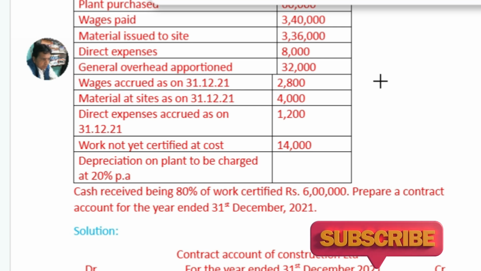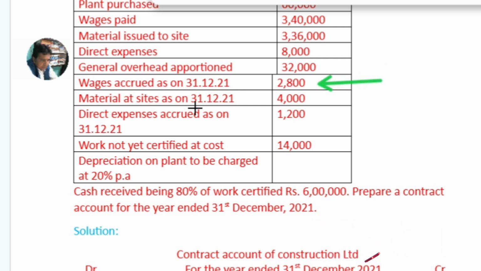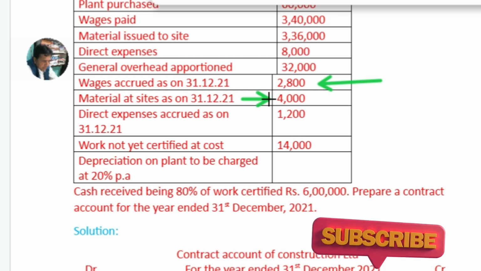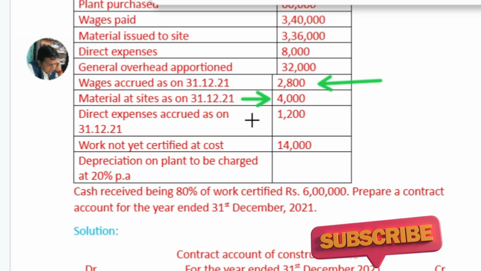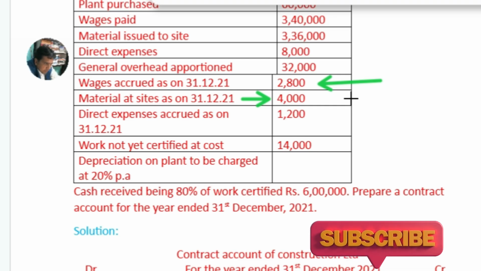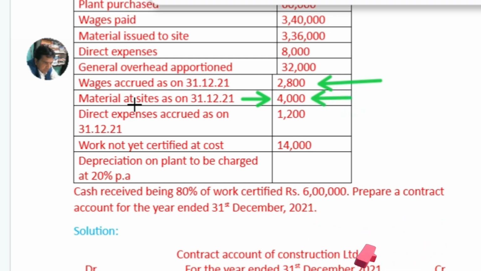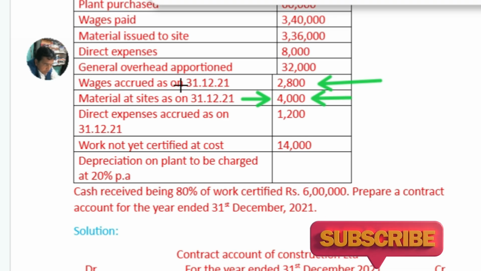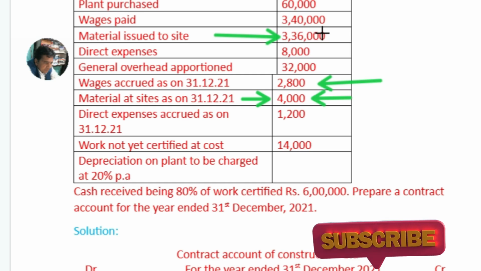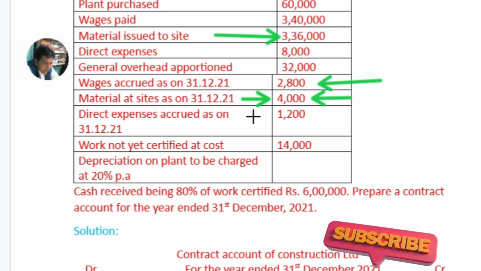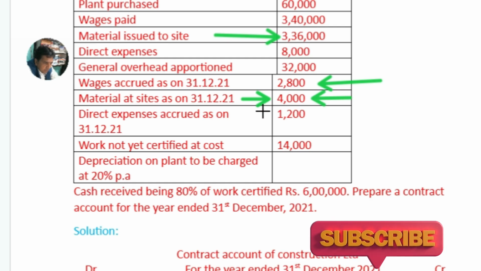Wages accrued 2,800. Then materials at site. The date is given as 31st December 2021. So materials at the end of the year lying unused 4,000. That is materials at site. Material issued was rupees 3,36,000, and out of 3,36,000, 3,32,000 have been used, and the remaining 4,000 is lying.